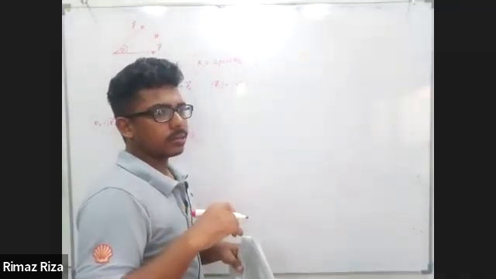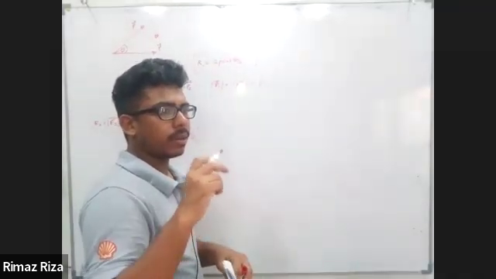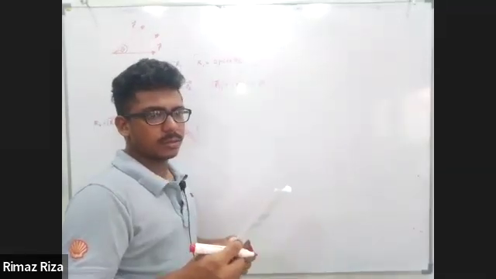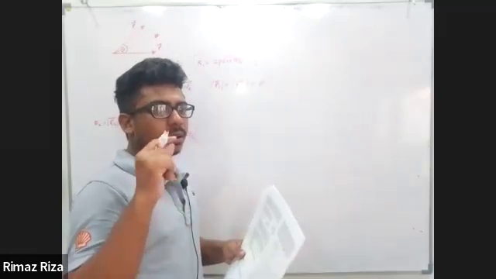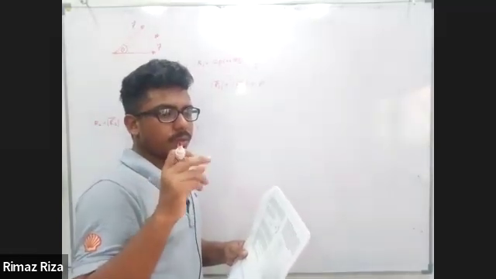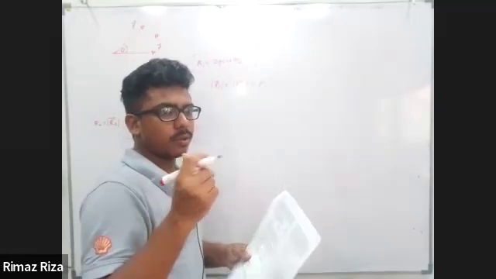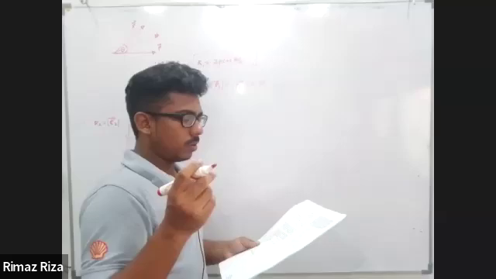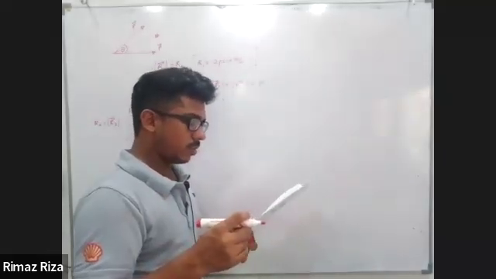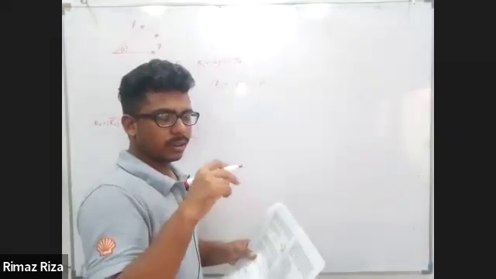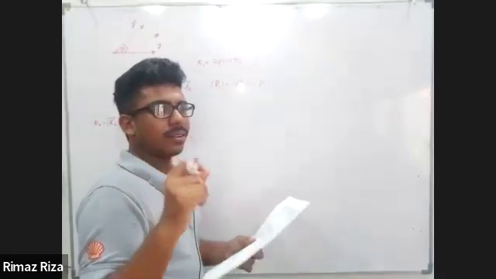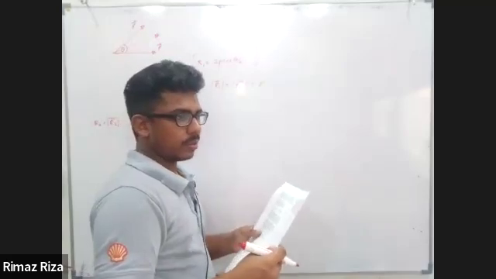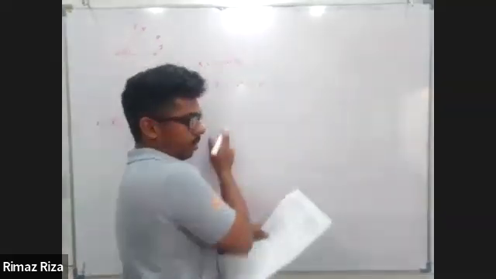For short-sightedness, close objects are visible but far objects are not. For that, what is the correction? Concave lens, with the focal length equal to this one, D. What is D? D is the minimum distance of distinct vision. Okay.